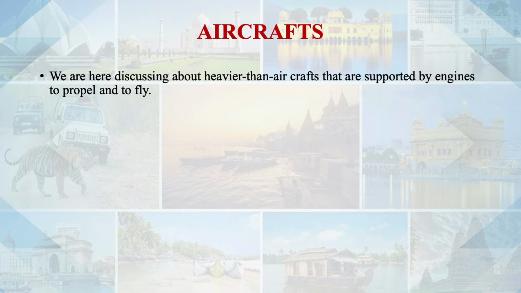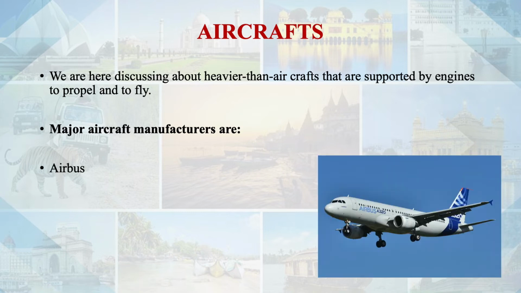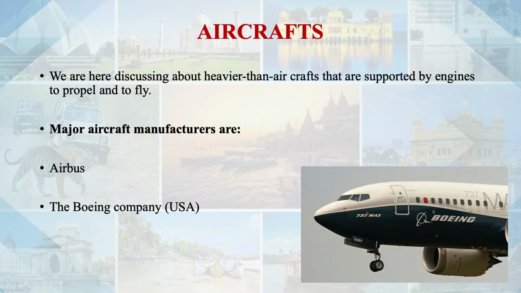As far as major manufacturers are concerned, these are the big companies that make the aircraft. Airbus is one of the leading aircraft manufacturers in the world. You know that Airbus flights are there in India. Many of our airlines in the country are using Airbus flights. Another major company is Boeing. Boeing is a company from the USA. Airbus is a company from Europe.